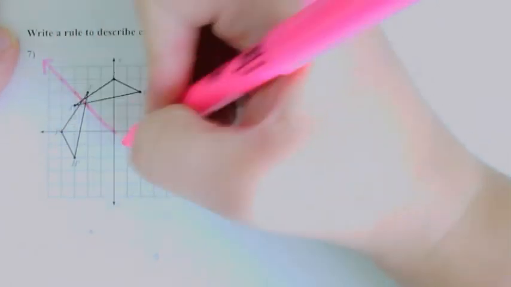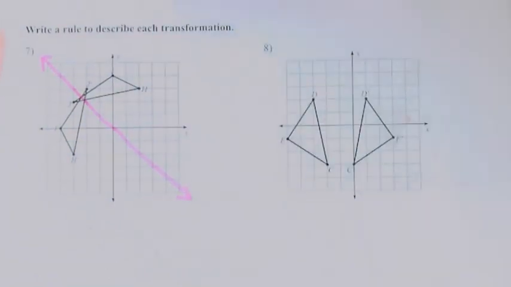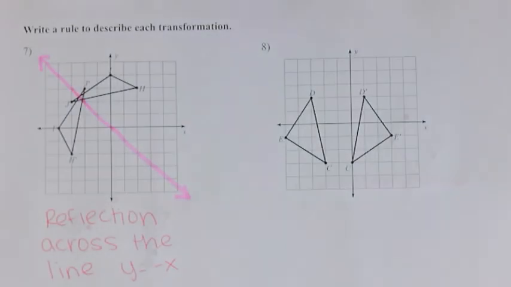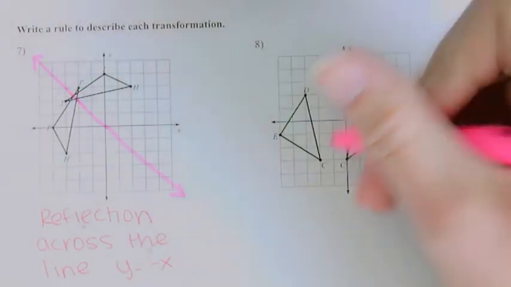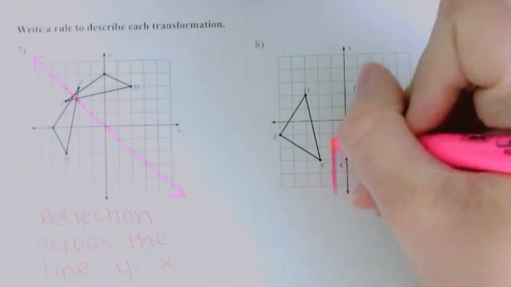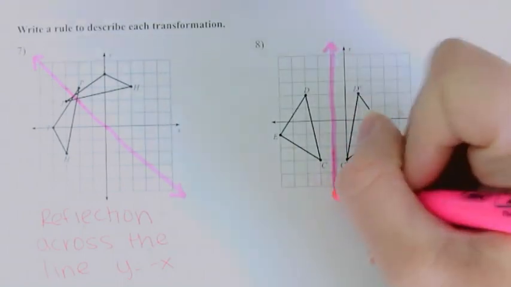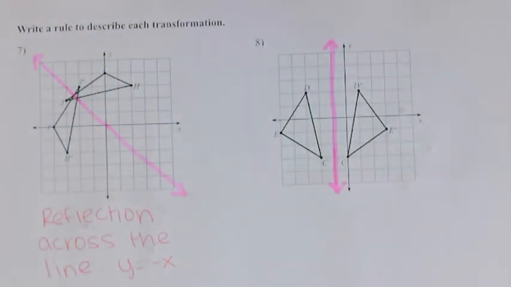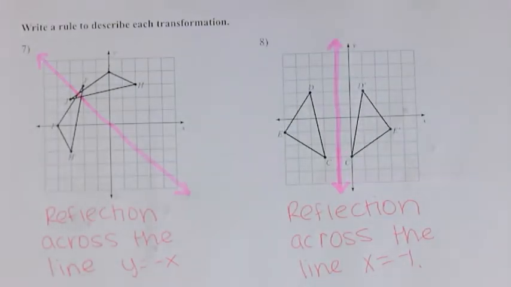Now if I continue drawing that line, I see that it is a familiar line from our notes, which is the line y equals negative x. So this will be a reflection across the line y equals negative x. When I look at the middle of the next two shapes, I see between points C and C prime, this is halfway between it. So this line will represent the line that goes through the middle of the two shapes. This is a vertical line that is not the y-axis, so it has to be an x equals a number line. The value here is x equals negative 1. So this one will be a reflection across the line x equals negative 1.